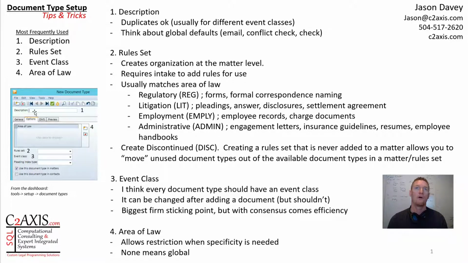I like to do it by area of law, but feel free to do it whichever way makes sense to you. Sometimes it doesn't make sense to split things. If you created a commercial litigation and then a real estate litigation, and then 6 months later you look and the document types are the same, do away with the rule set. Just have one for generic litigation.